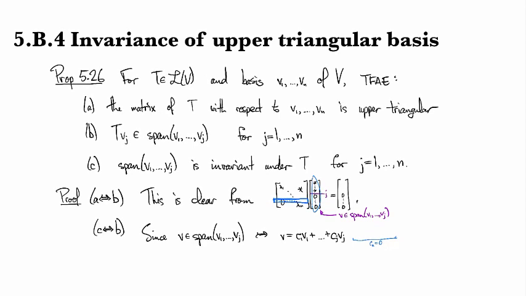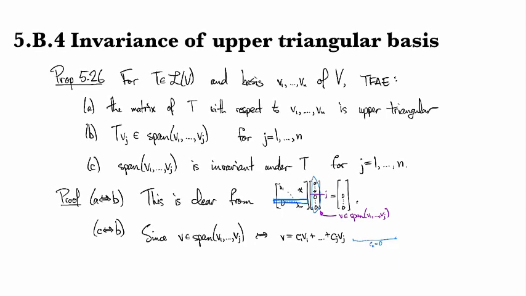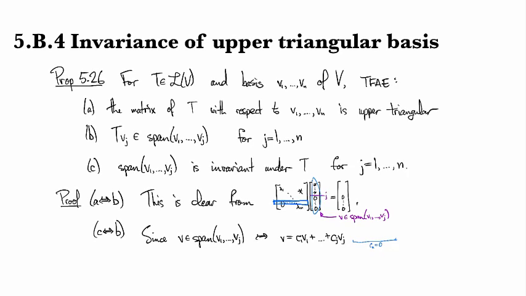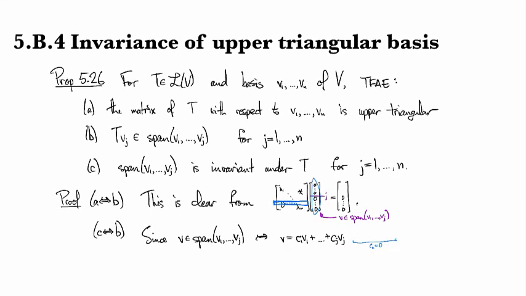well, first off, if the span of V1 through Vj is invariant, then that definitely tells you that T has to map each of the Vj's back into the span. So C implies B. For B implies C, if T takes every Vj into the span of V1 through Vj, then T takes any linear combination of the Vk's also back into the span of V1 through Vj. And so that means that V gets mapped back into the span. So the span is invariant under T.